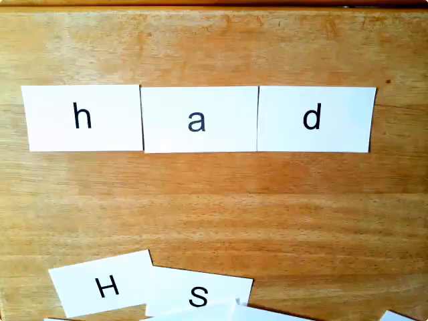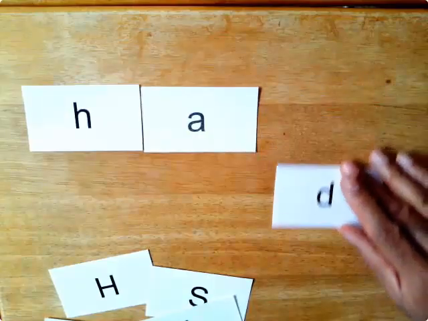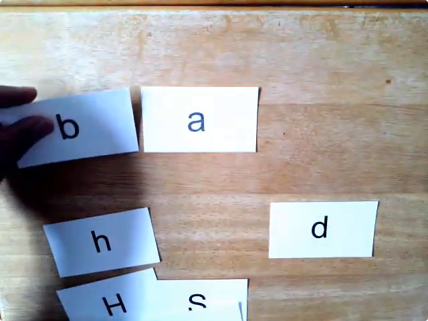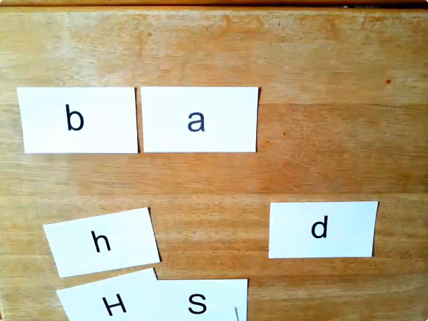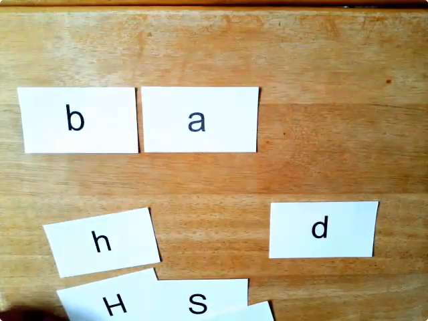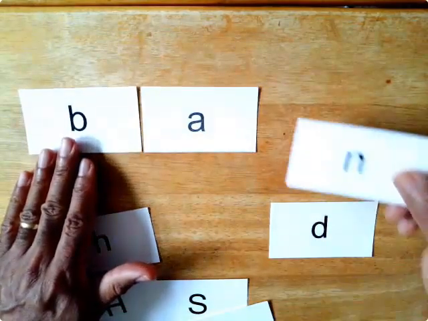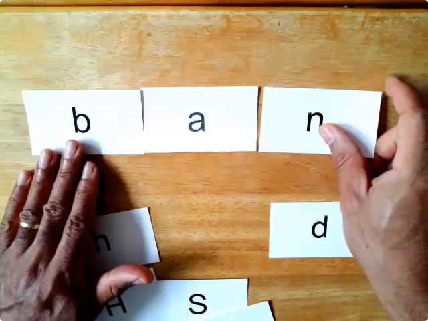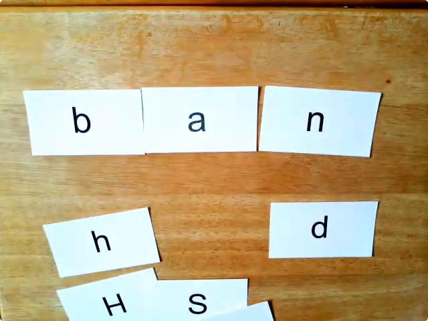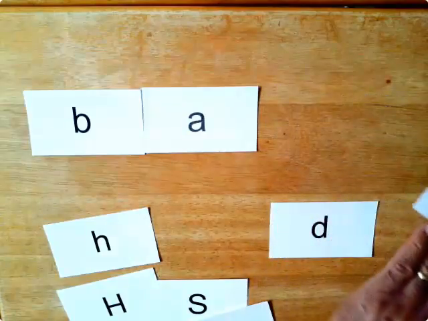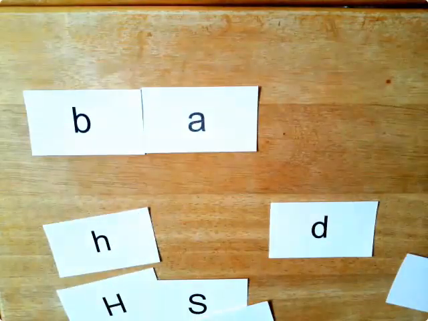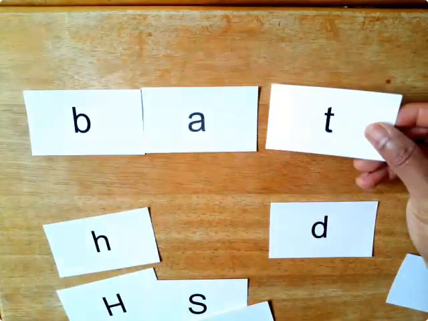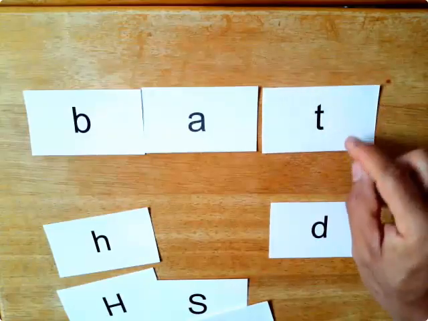I'm not finished yet. I want to make words with the letter B. So let's see now if we can move these out of the way. B, a, and I'm going to make the word ban. I'm going to need, let's see, here we go. Ban. What do you think I'll add? What if I say I needed a baseball bat? What letter or sound would I add to these two sounds to make the word bat? You guessed it. T, bat.